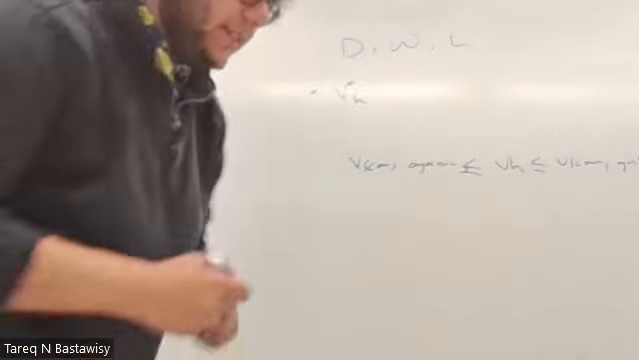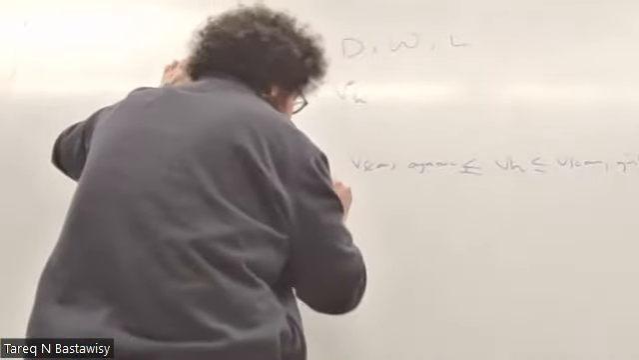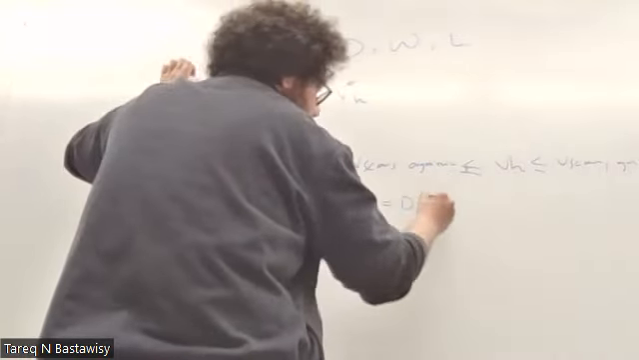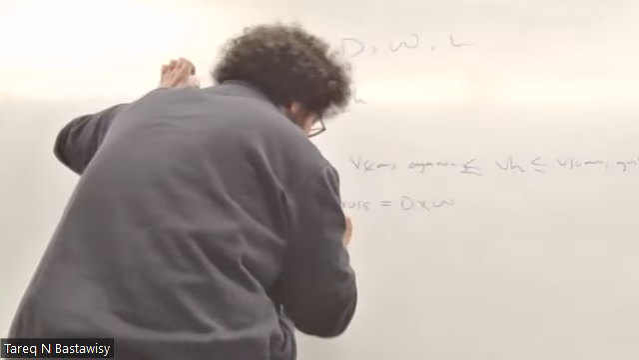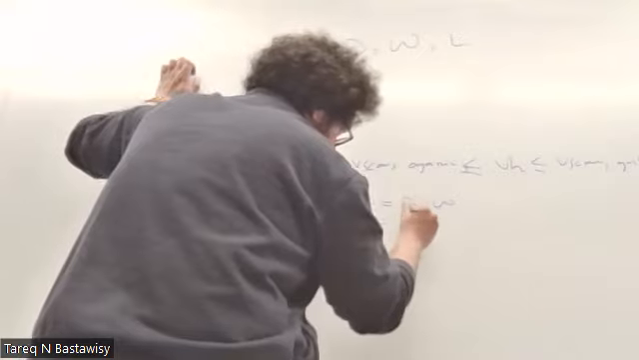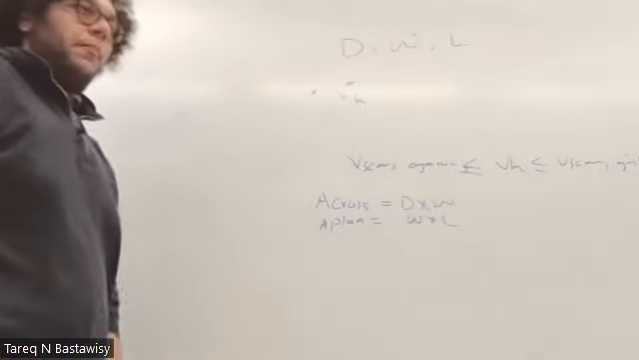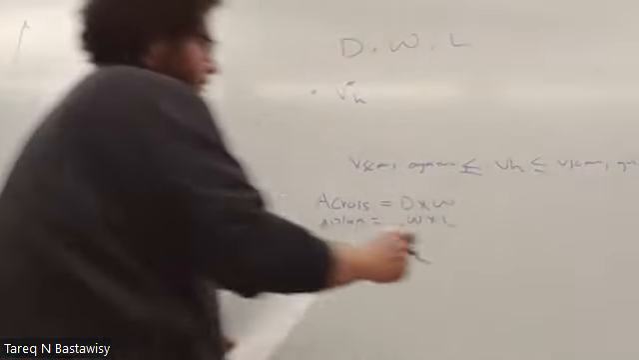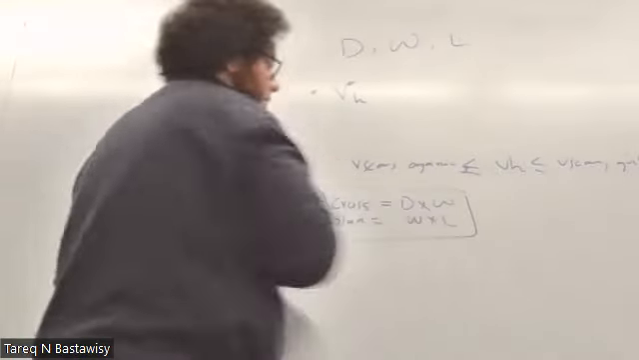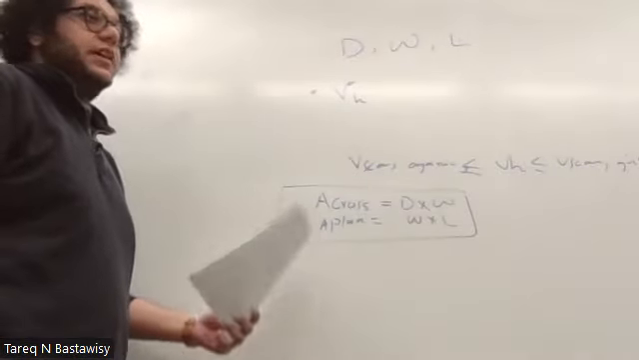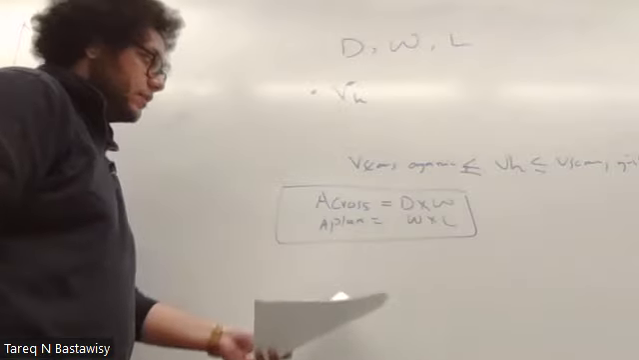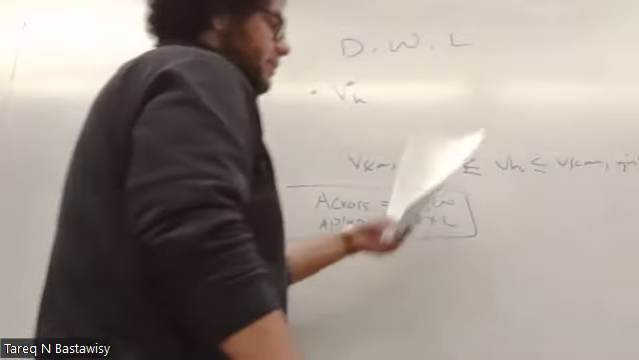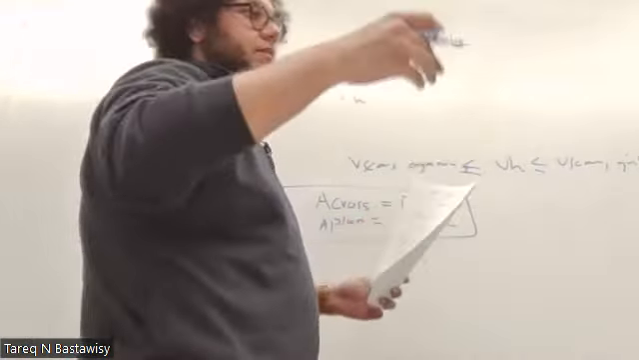So the next thing is that you need to know there are two areas. There is an A cross, a cross-sectional area, which is the depth times the width. And there's an A plane, a plan area, which is the width times the length. Keep that in mind. This is important: two areas for grit chamber design, A cross and A plane.